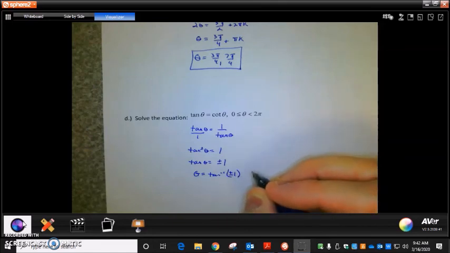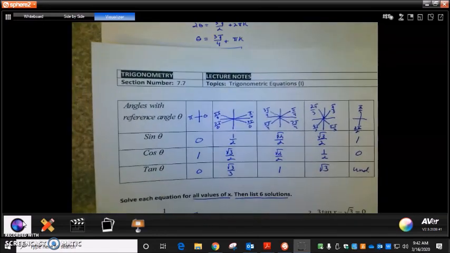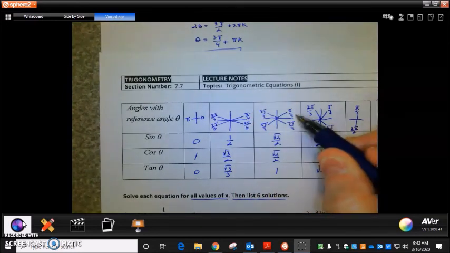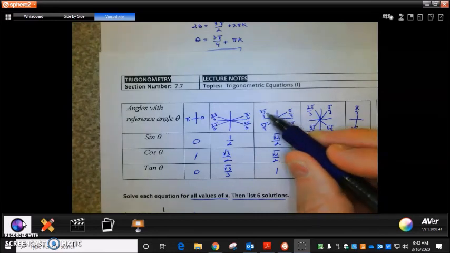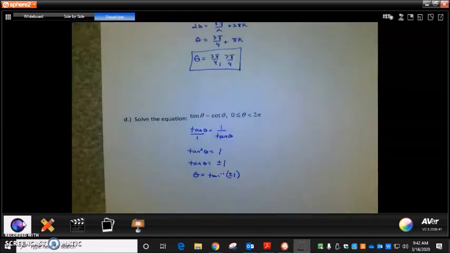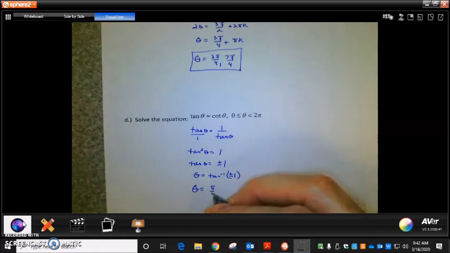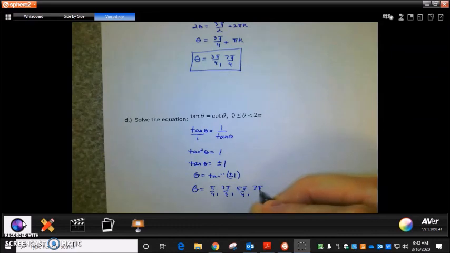So I'm going to go to my chart, but when I do, remember, there's tangent, there's 1. I want all 4 of these angles. I want the angles where tangent is positive, like pi over 4 and 5 pi over 4, but I also want the two that have -1 as a tangent value, so 3 pi over 4 and 7 pi over 4. So this one actually has 4 answers: pi over 4, 3 pi over 4, 5 pi over 4, and 7 pi over 4. And those are the solutions to that.